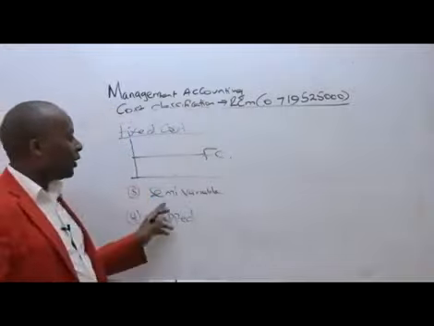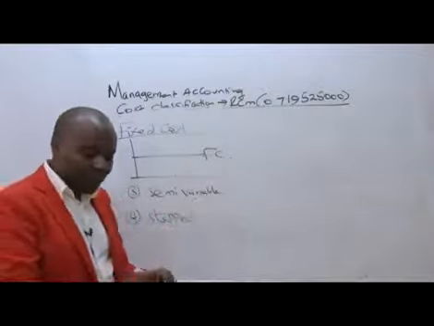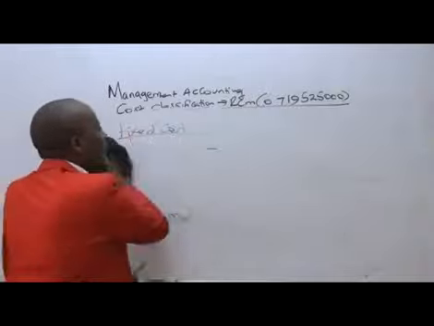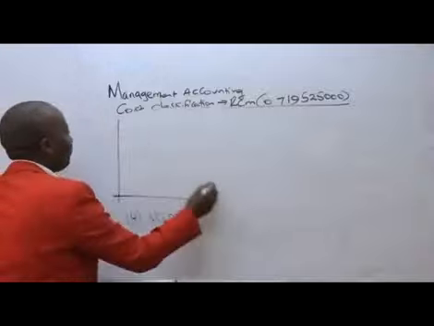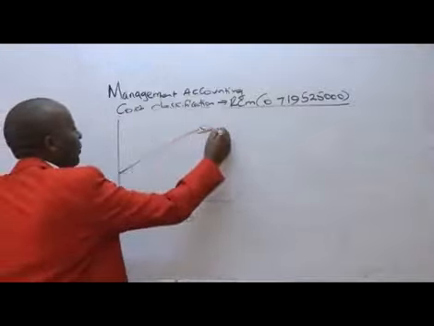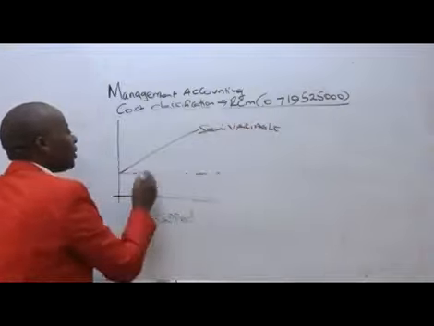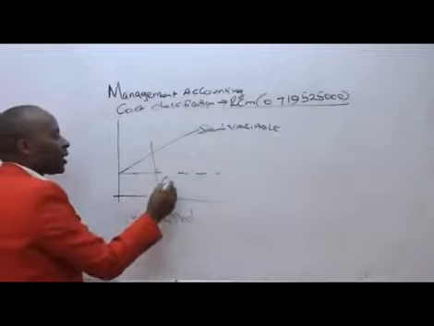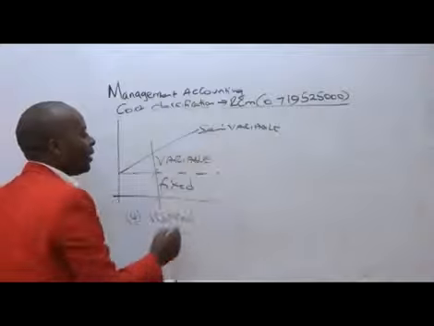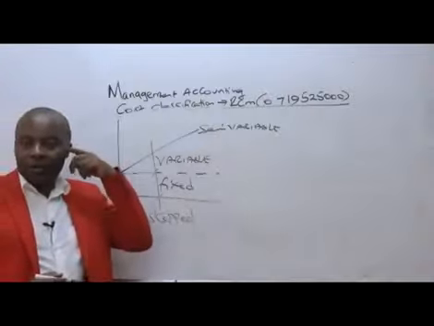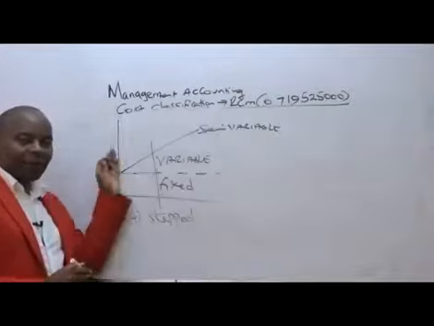Now from there we have the semi-variable cost. Semi-variable cost, as the name suggests, ladies and gentlemen, this is how it will behave. Semi-variable costs are those costs that are partly fixed and partly variable. So you can see it's not beginning from zero here. It's beginning from a point up there.